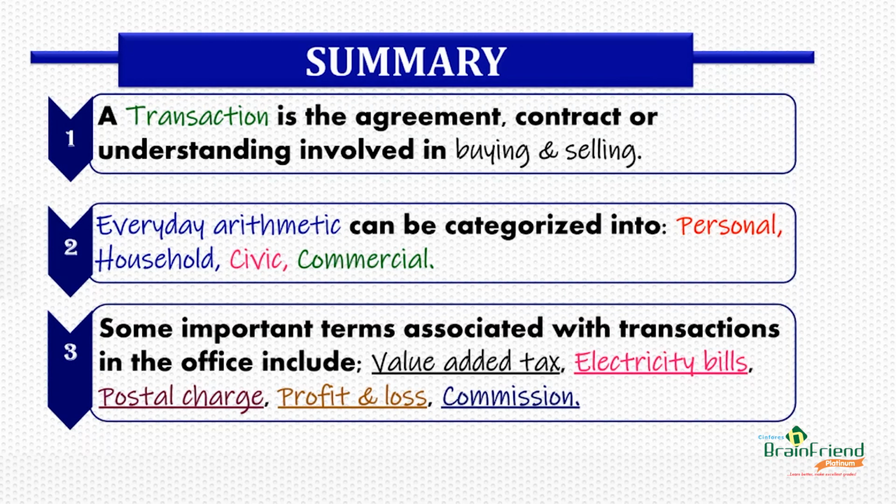We have come to the end of this lesson, but let's have a brief outline of all we've learnt. First, we learnt that a transaction is the agreement, contract, or understanding involved in buying and selling. Secondly, we learnt that everyday arithmetic can be categorized into personal, household, civic, and commercial. We also learnt that some important terms associated with transactions in the office include value-added tax, electricity bills, postal charge, profit and loss, and commission.